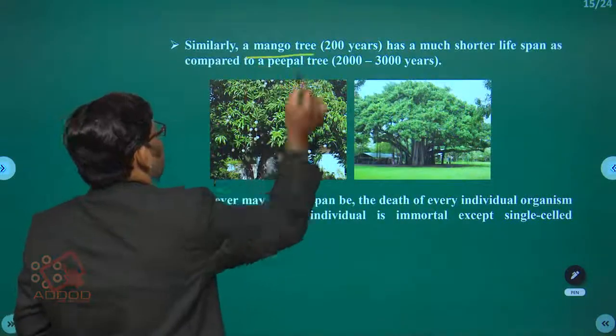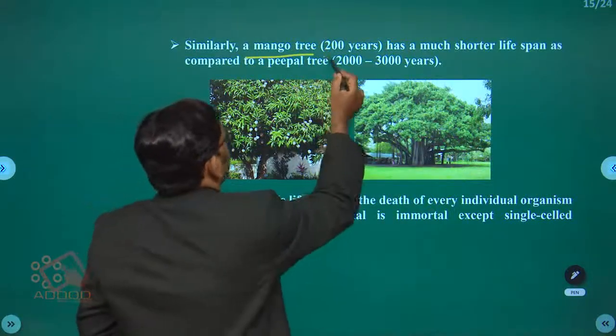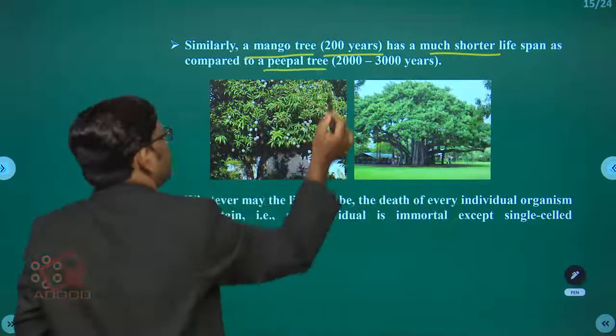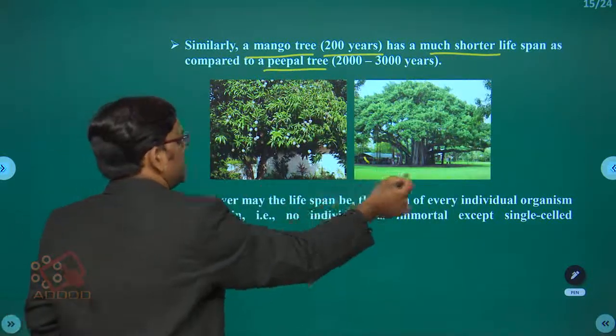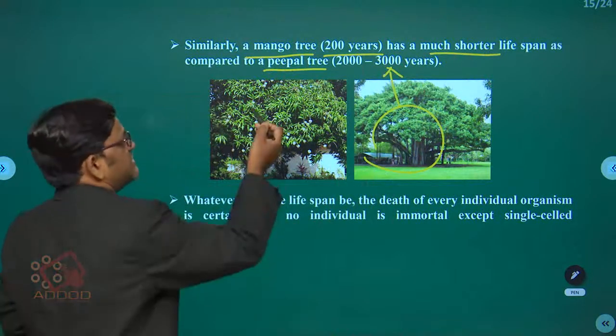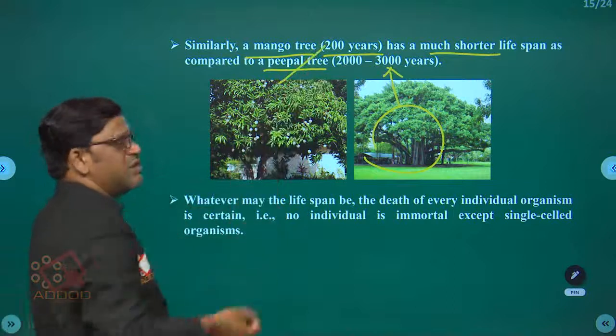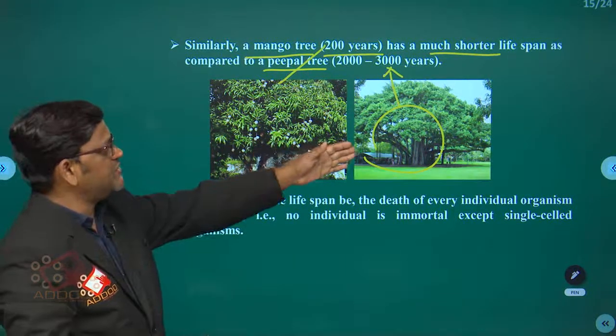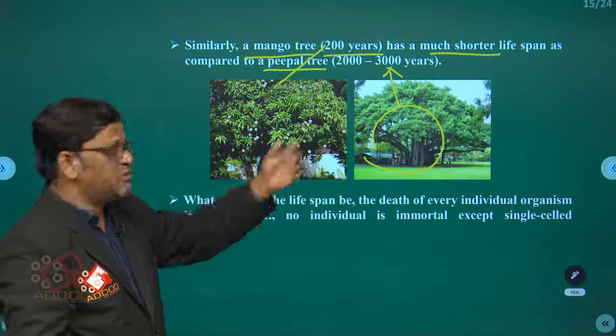Similarly, if you take a mango tree, which will be 200 years, it has a much shorter lifespan compared to a peepal tree. A peepal tree's lifespan will be 2000 to 3000 years, whereas a mango will be 200 years. Right? Mango is living for 200 years, a peepal tree is living for 2000 to 3000 years also.